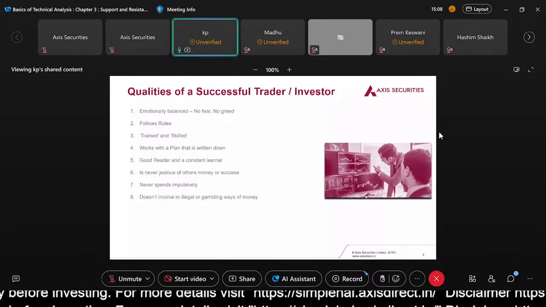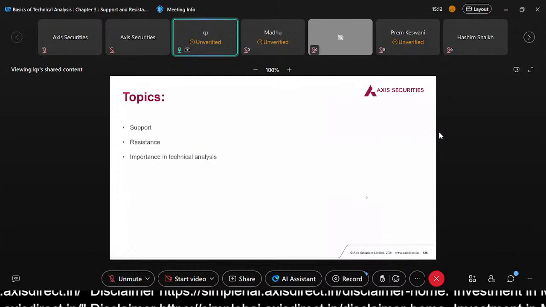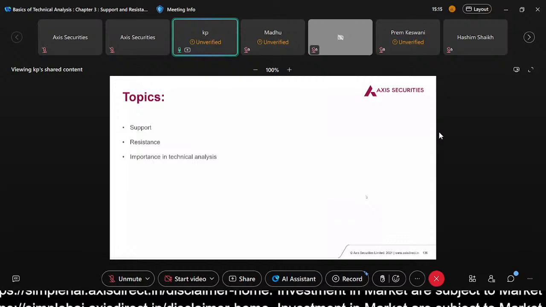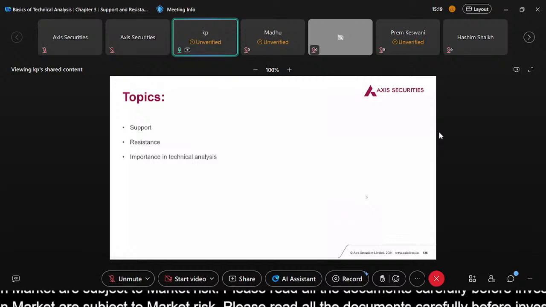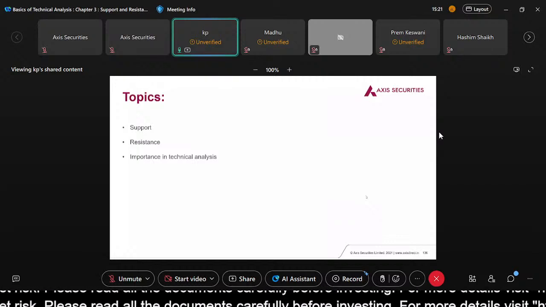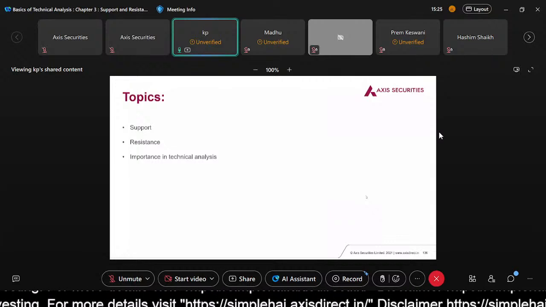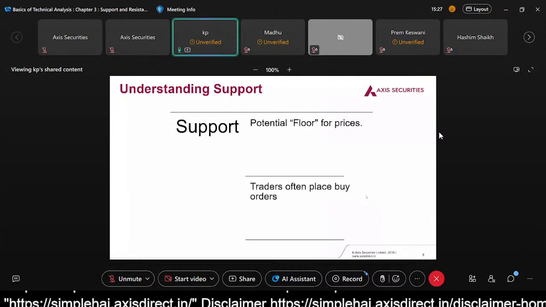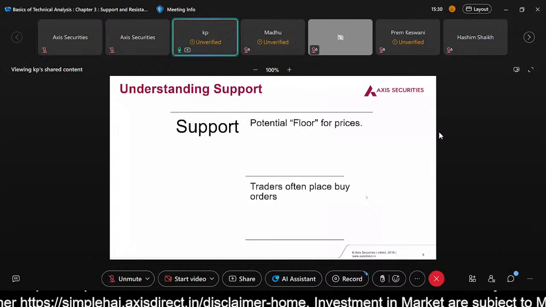Now, coming on to our support and resistances, as I mentioned, we'll be discussing what supports are, what resistances are, how to describe support, I mean, how do you understand support, how do you understand resistances, and the importance of those things when it comes to technical analysis. Now, the first thing is support. You have always heard, in our webinars also we talk about supports. So, what exactly are supports?